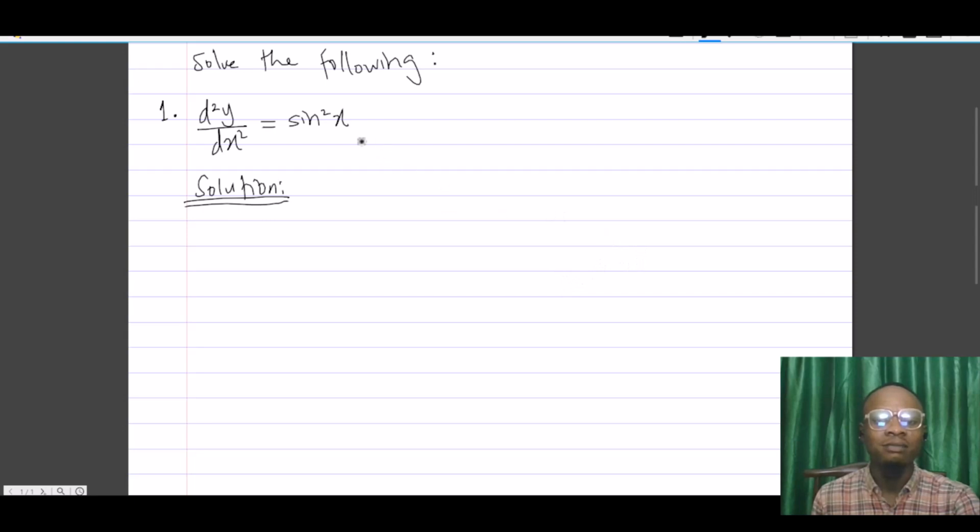So you might wonder, why do we have sine squared x here? Don't forget we said that f of x should be of the form or should contain the components sine ax, cos ax and so on and so forth. So it doesn't matter how you see this. If you see this as the product of sine x and sine x, it's still correct. And you might also see that it can be written in another form that contains, let's say, cos 2x and all of that.